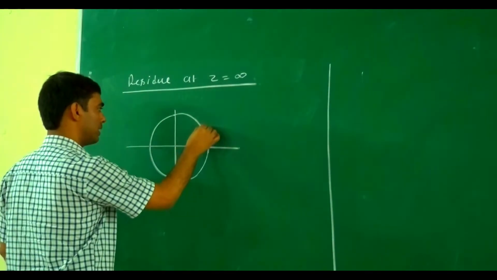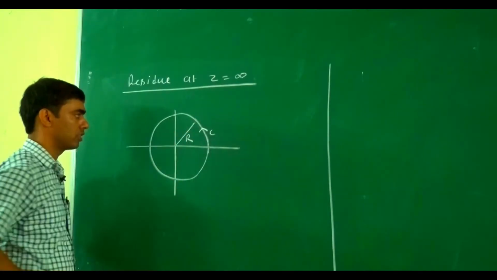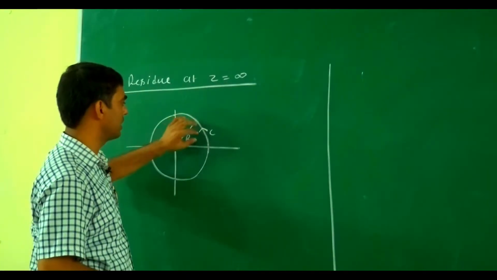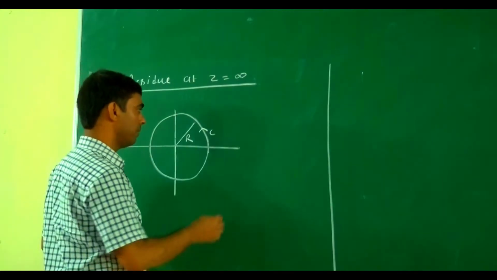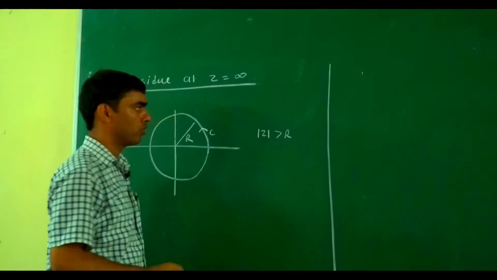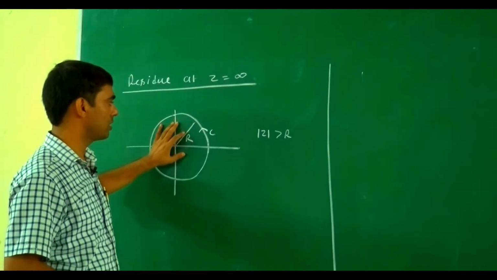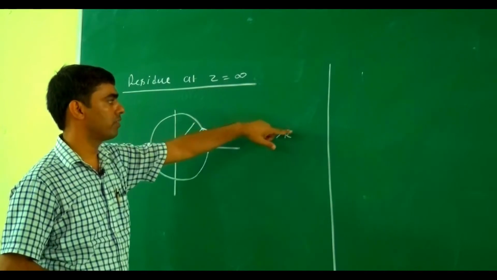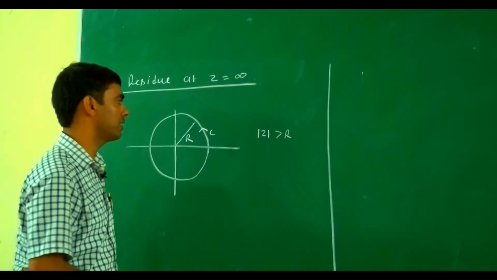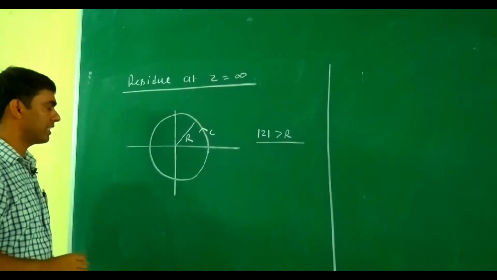The orientation of the closed curve C is anti-clockwise, and its radius is capital R. Then all the singular points lie inside this curve. If we define mod z greater than R, C is a circle such that all other singular points lie inside this region. There is only one point, at infinity, where the function is not analytic, and everywhere else the function is analytic. Mod z equal R.